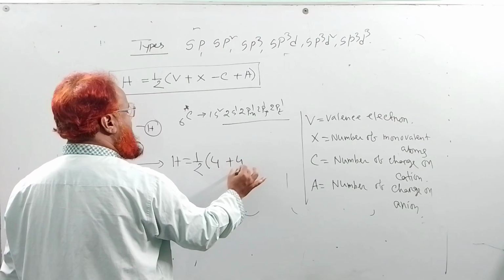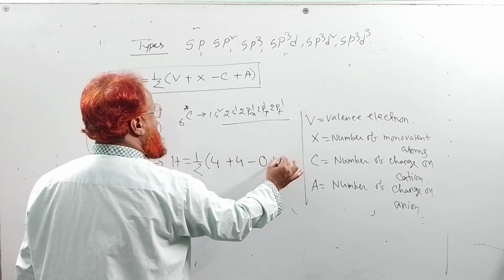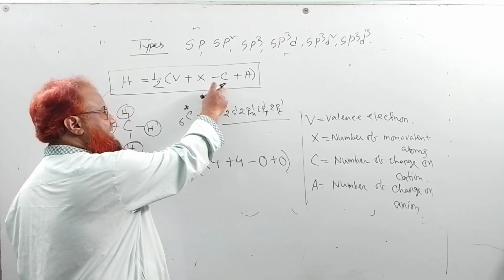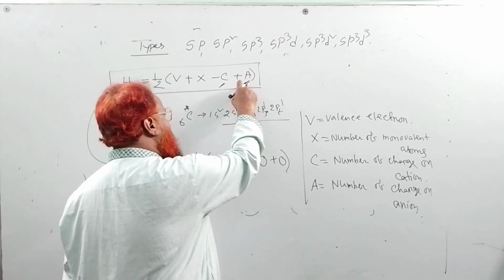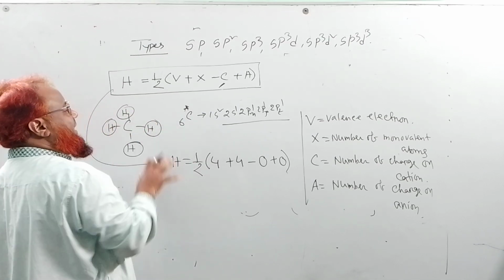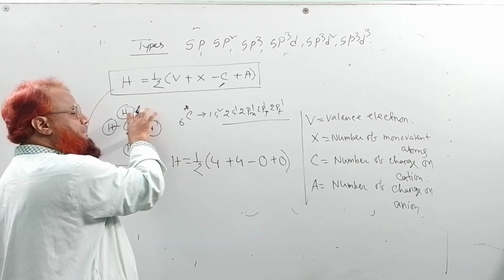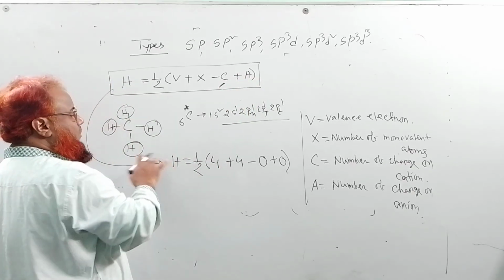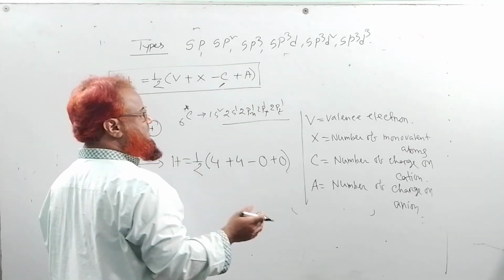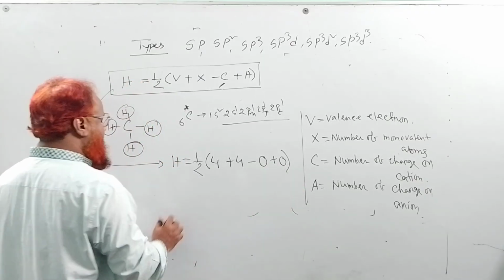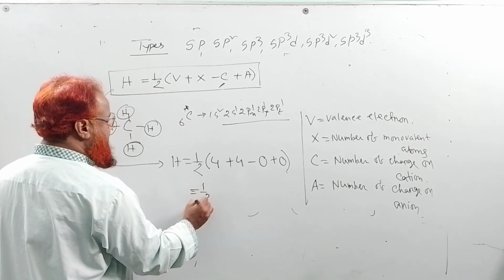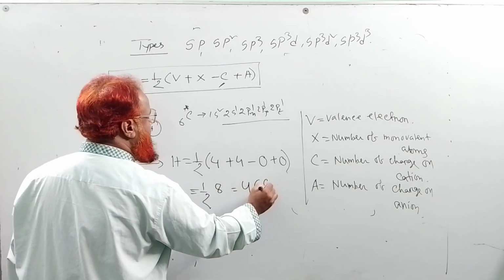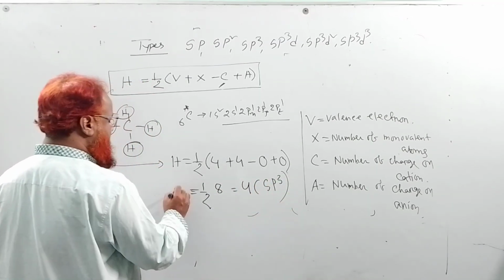So, here plus 4 minus 0 plus 0. Why 0? Because this value is applicable for cation, and this value is applicable for anion. So, this methane is not a cation because it doesn't have any positive charge, or negative charge for anion. So, this CH4 doesn't have any positive or negative charge, so their value will be 0. Now, final calculation from this formula, that is 8 and here 4. 4 will be sp3.